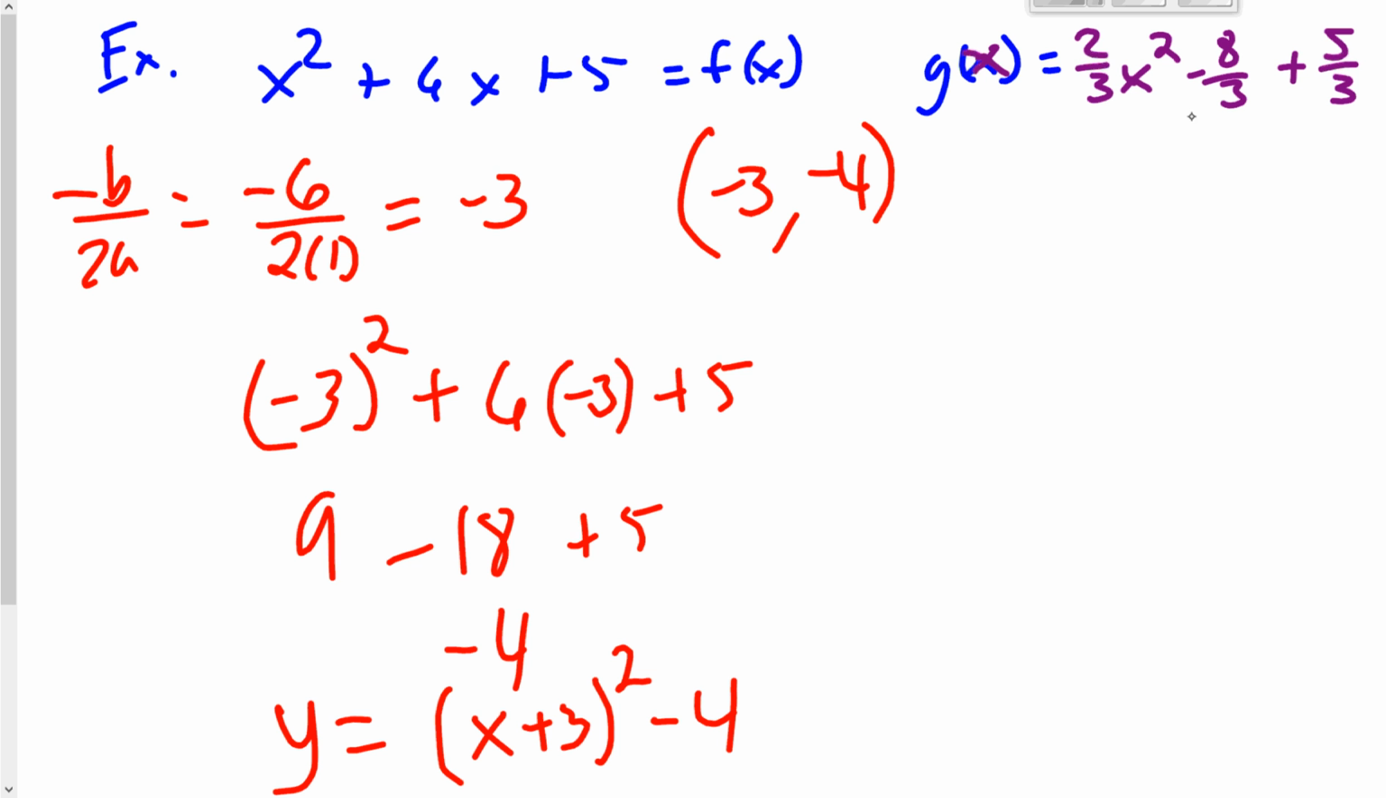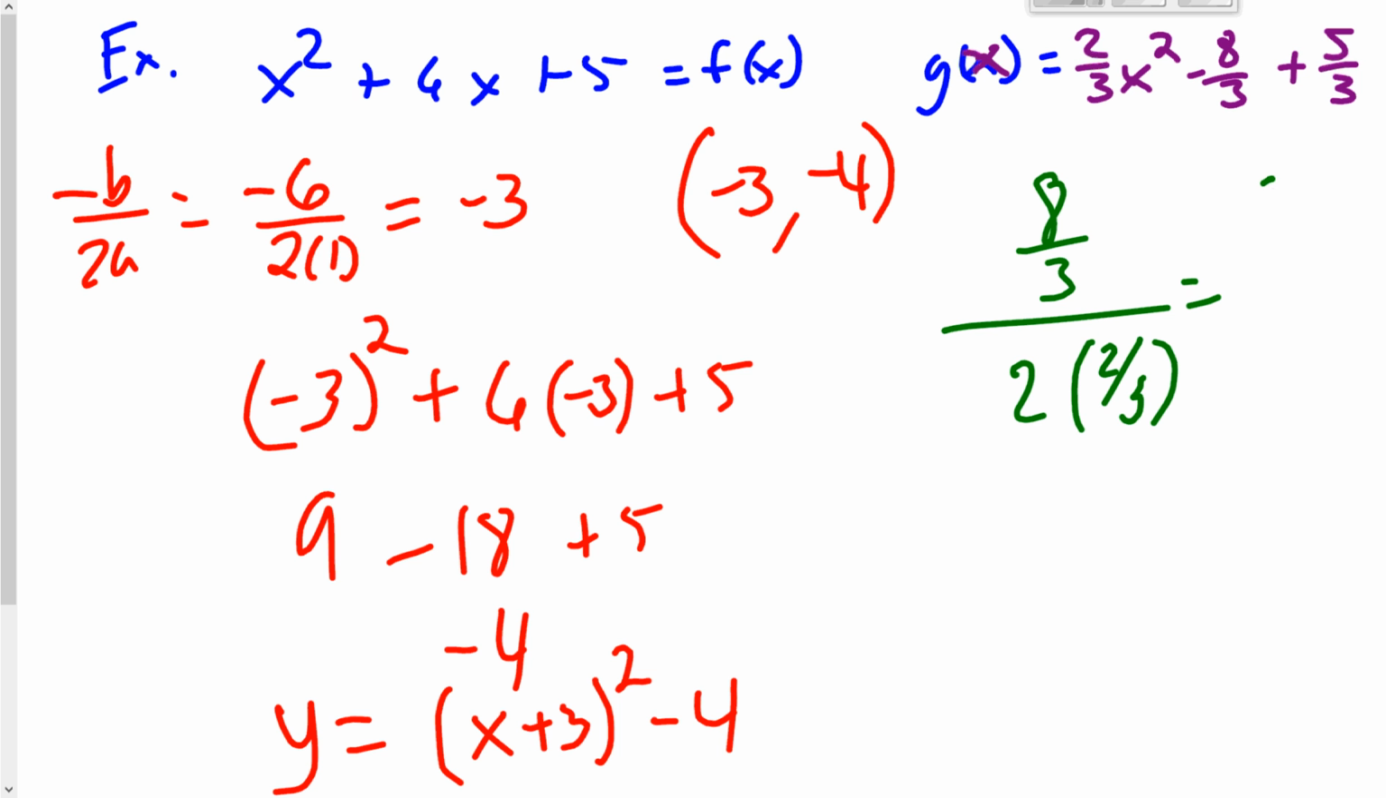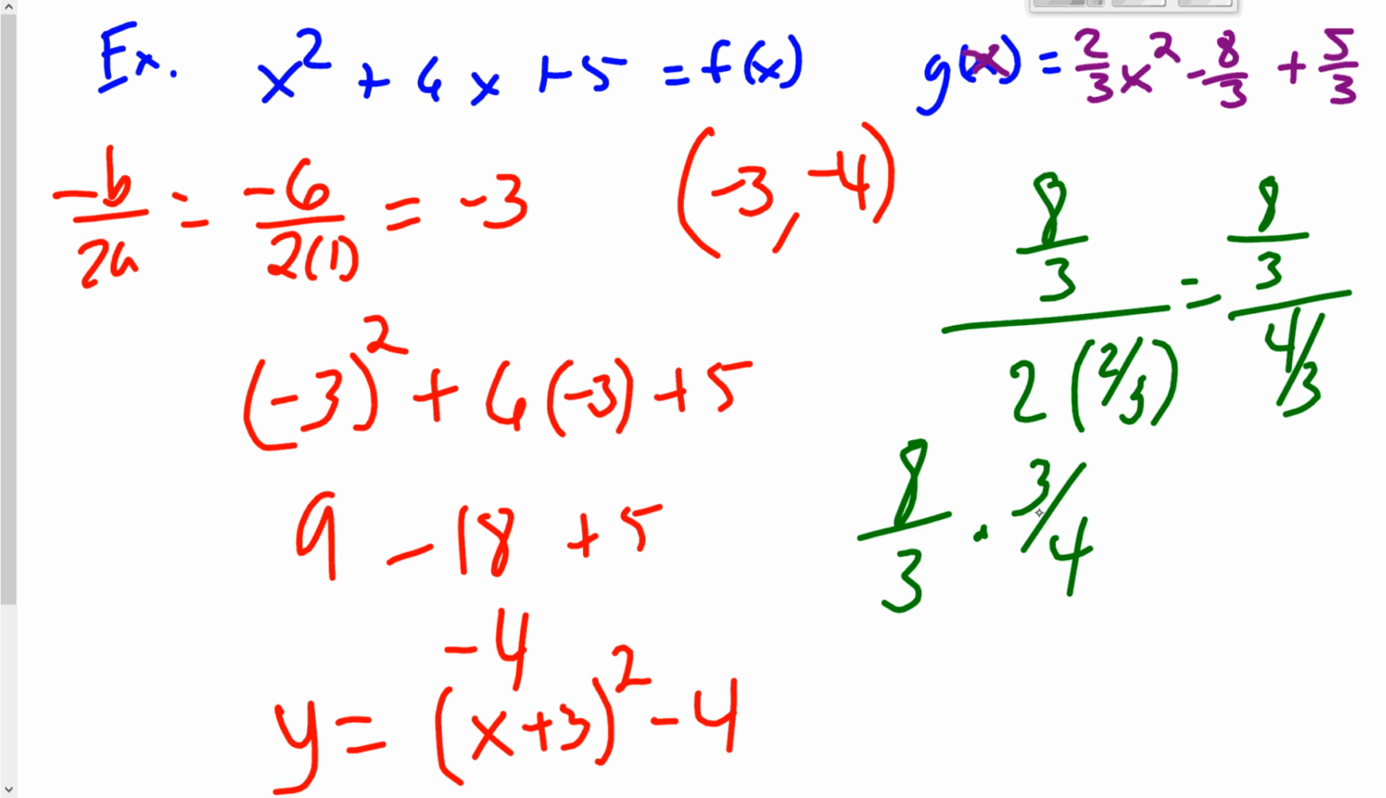Okay, this one I can take my negative b, which would be a positive 8/3, and then divide that by 2 times a, so 2 times 2/3. So this is a little more complicated, but we can still do it, right? So then we have 8/3 divided by 4/3, and dividing by a fraction is like multiplying by the reciprocal, so 8/3 times 3/4. The 3's are going to cancel, 4 cancels with the 8 to make it a 2, so this is equal to 2, so our x is 2.